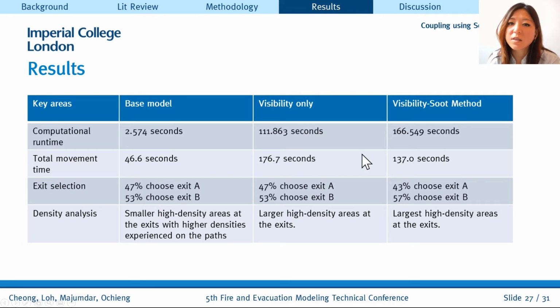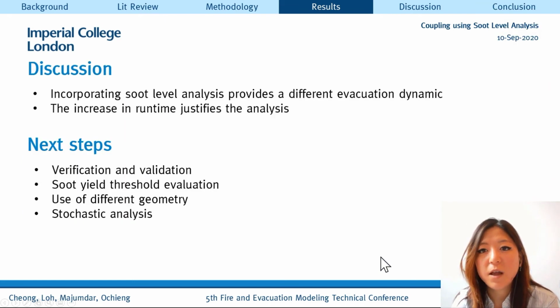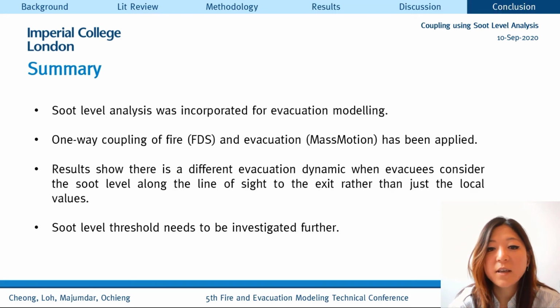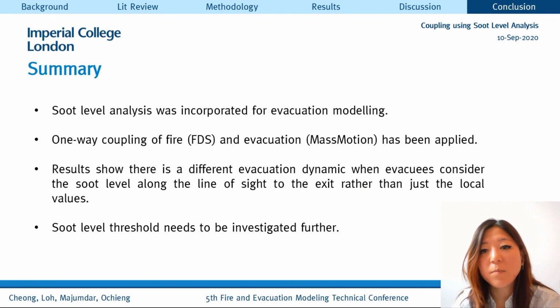So to quickly discuss the results, incorporating the soot level analysis has shown different evacuation dynamics at a very small increase of simulation time. Further aspects to consider for this study are verification and validation, evaluation of the soot yield thresholds, and different geometries with physical obstacles blocking the way to an exit or an exit sign. So to summarize, soot level analysis was incorporated for evacuation modeling in our desktop study, particularly for exit selection, through a one-way fire and evacuation modeling coupling.